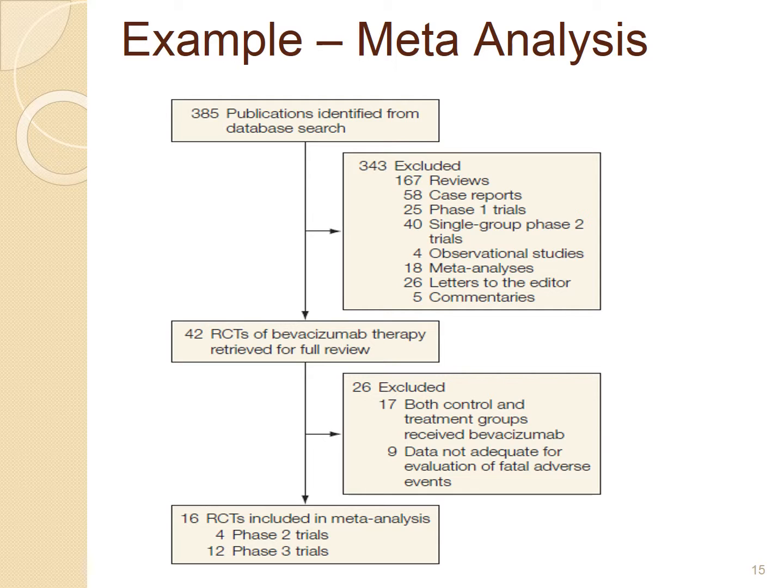So the meta-analysis focused on 16 randomized controlled trials, of which 4 were from phase 2 clinical trials and 12 were from phase 3 clinical trials. You can imagine how time consuming it would be to look at 385 publications and assess if each and every one of them is a literature finding that you want to use for your meta-analysis or not.